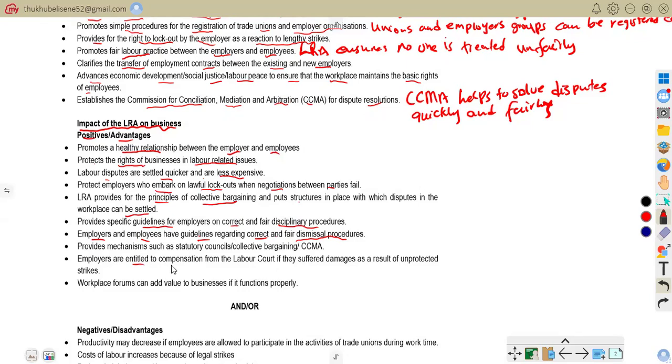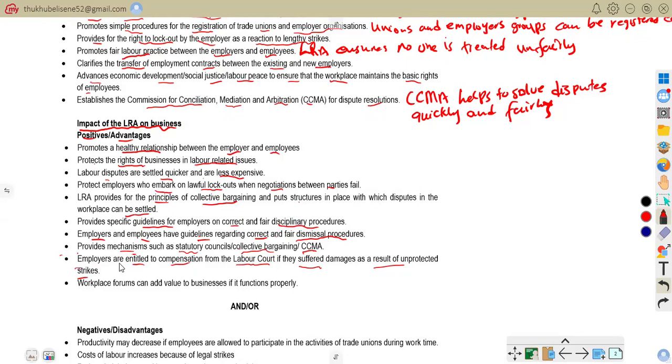Employers are entitled to compensation from the labor court if they suffered damages as a result of an unprotected strike. So, as we are saying, it provides mechanisms such as statutory councils and collective bargaining, or the CCMA. For example, a wage dispute is handled by the bargaining council.